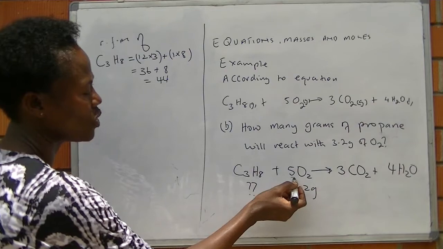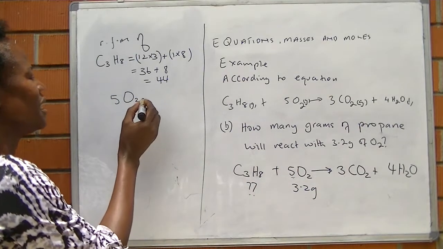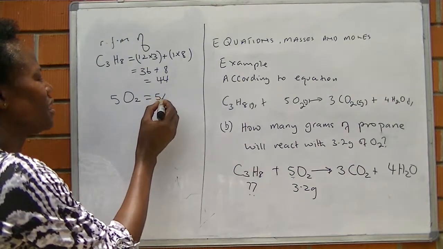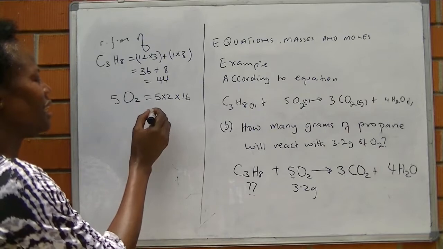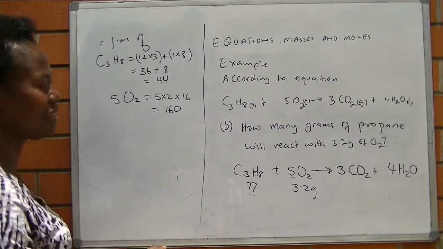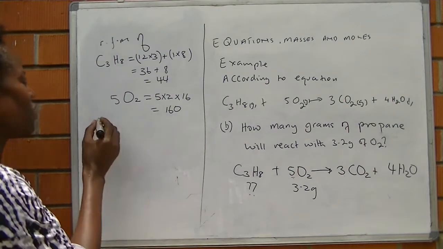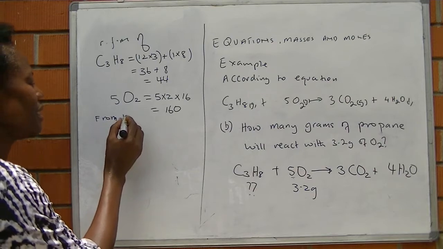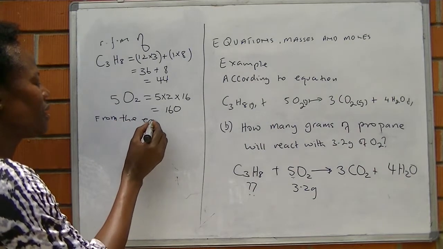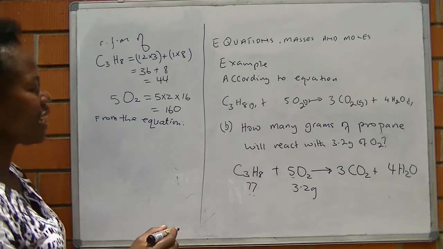Now come to the molecular mass of oxygen. 5 oxygen. This is the same as 5 times 2 times the atomic mass of oxygen, and the answer is 160. Having obtained the molecular masses in the equation, then you tell the examiner that from the equation, we are starting with oxygen.